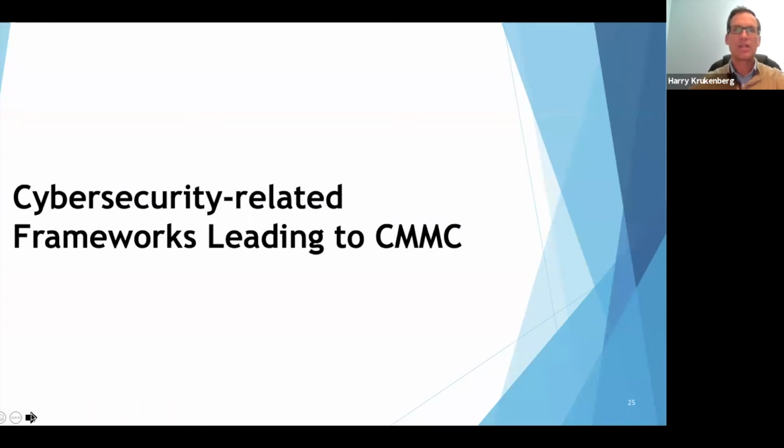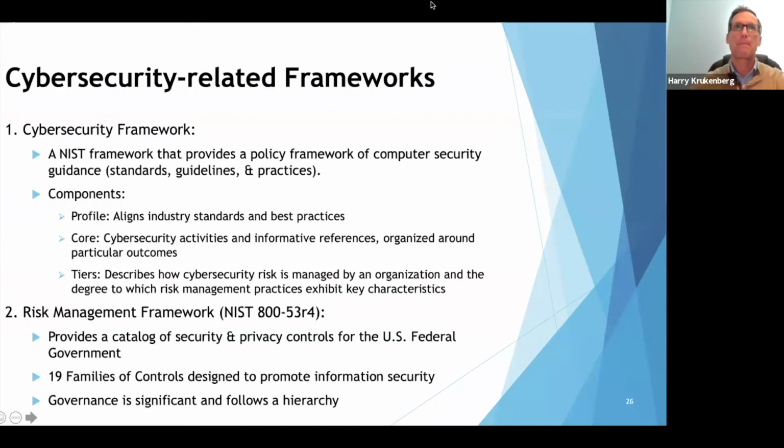So let's talk just a little bit about the cybersecurity related frameworks that led to the creation and adoption of the Cybersecurity Maturity Model Certification. Next slide. The first is the Cybersecurity Framework. This is a NIST framework that provides a policy framework of computer security guidance in the form of standards, guidelines, and practices. It consists of a profile, a core, and then various tiers.